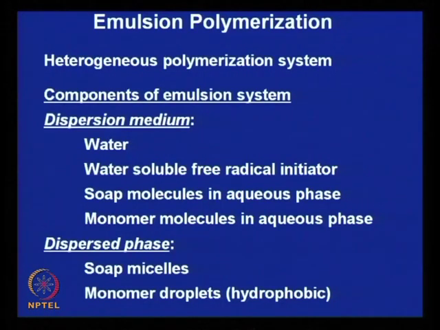There is a reason. You have already read what is shown over here. Components of emulsion system: water as dispersion medium. The dispersion medium contains water soluble free radical initiator. It contains soap molecules in the form of micelles in the aqueous phase, and monomer molecules in the aqueous phase also. That means, some soap molecules will remain soluble in the aqueous phase other than micellar aggregates.